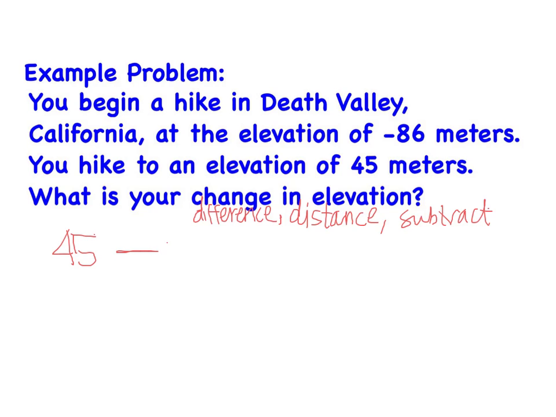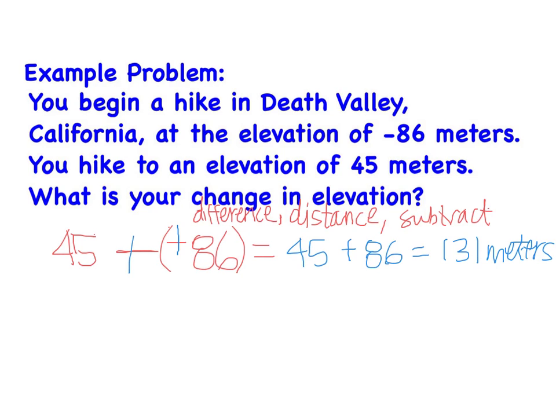and I'm going to subtract -86, and that is one of the first places that we could go wrong. It needs to be subtract, and it needs to be -86. Okay, so this is the number sentence that models this problem. Then, because it's a subtraction problem, I'm going to use keep, change, change to change this to an addition problem. So, I keep the 45, I change the subtract, I change the negative. This is equivalent to the number sentence 45 plus 86, which equals 131 meters.